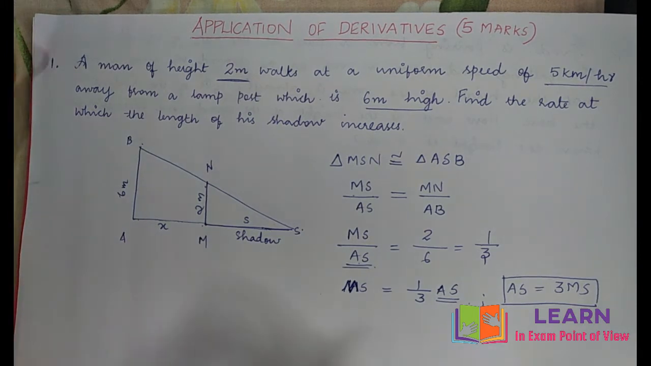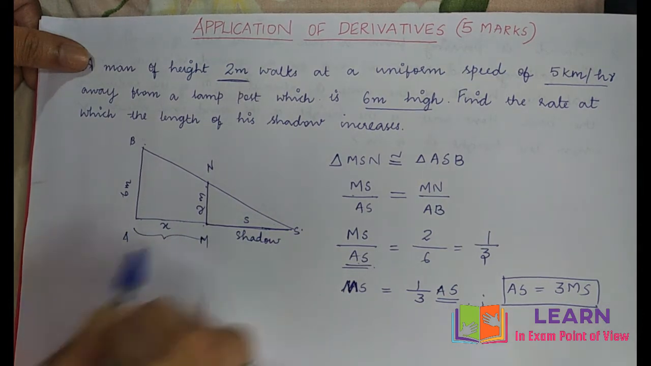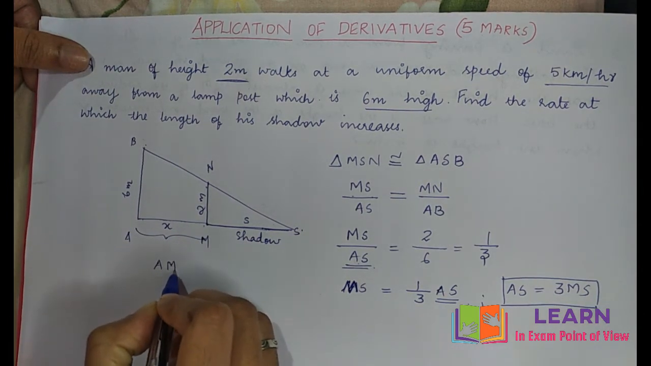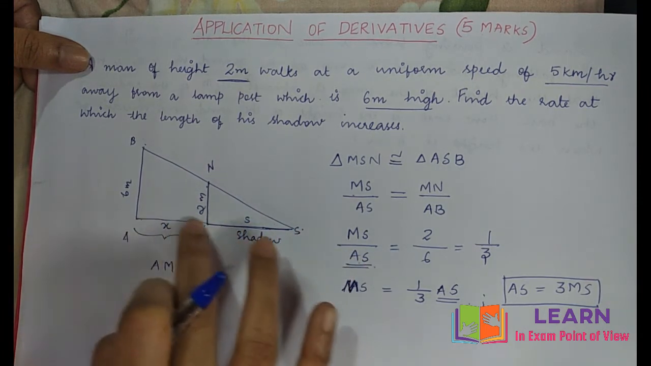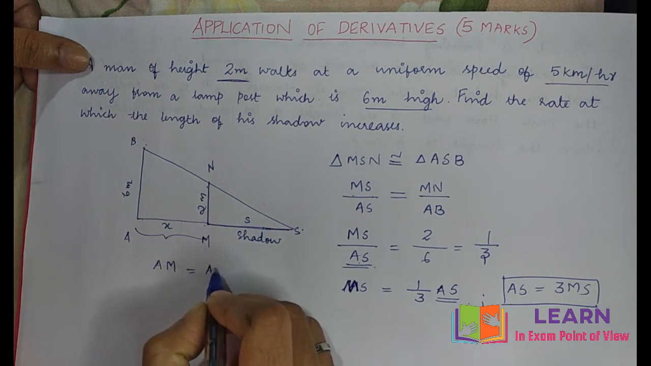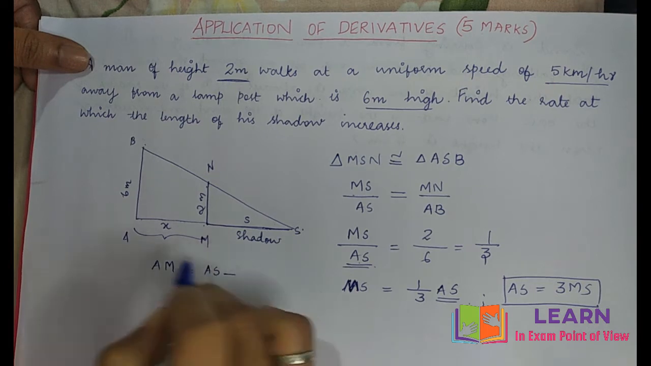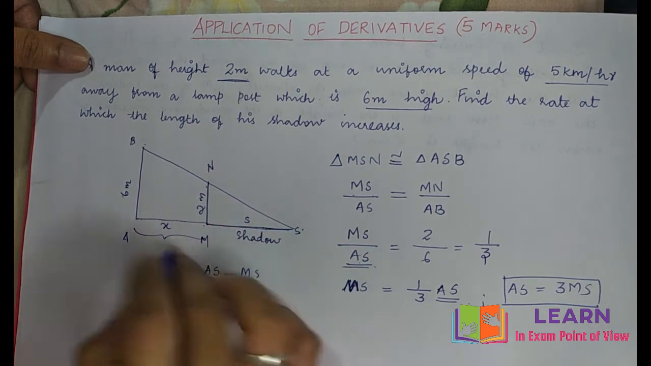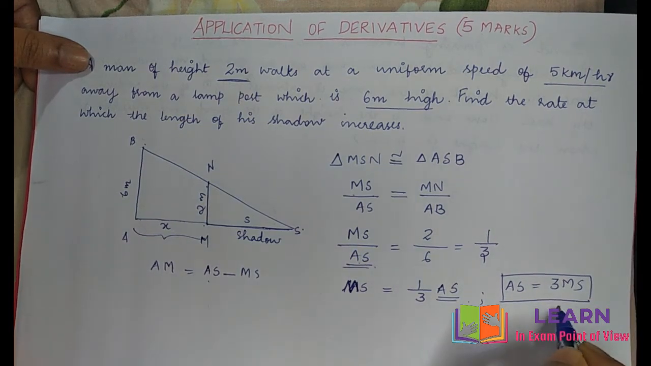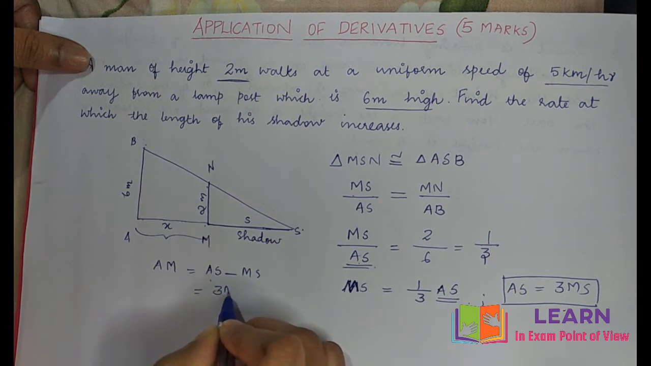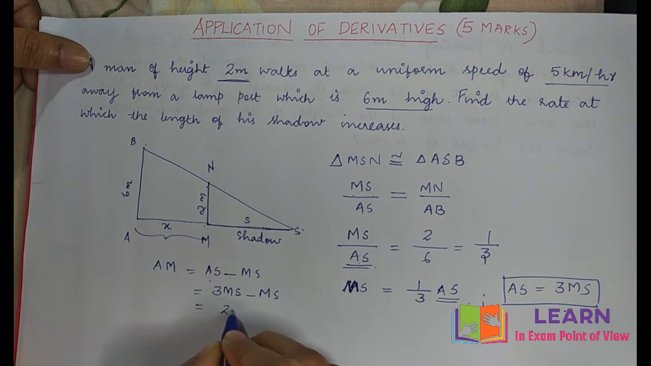Now, what is this X distance? We don't know. So AM is actually this whole distance, subtracting this distance, you will get this one, correct? That is AS, the whole distance, minus this MS. So here AS we already got as 3 MS. Substitute that here, 3 MS minus MS, that is 2 MS, right?